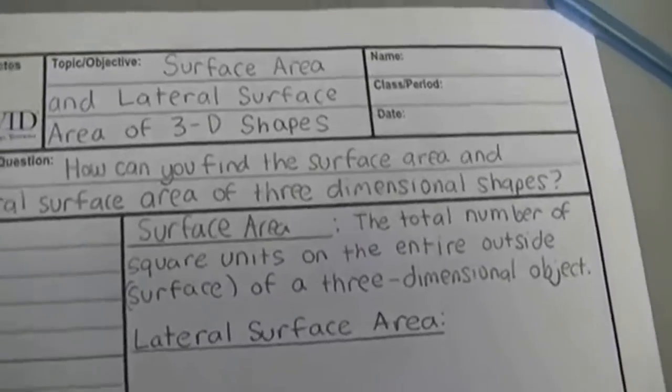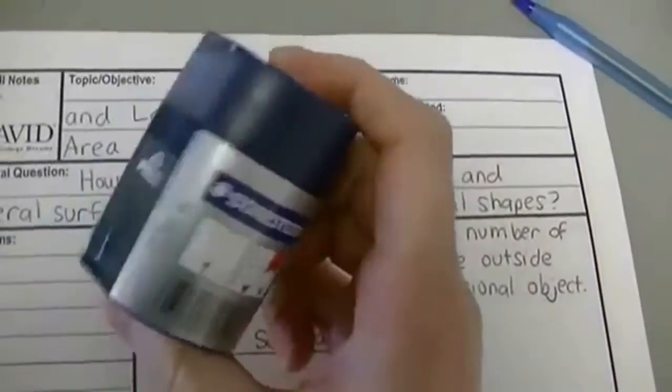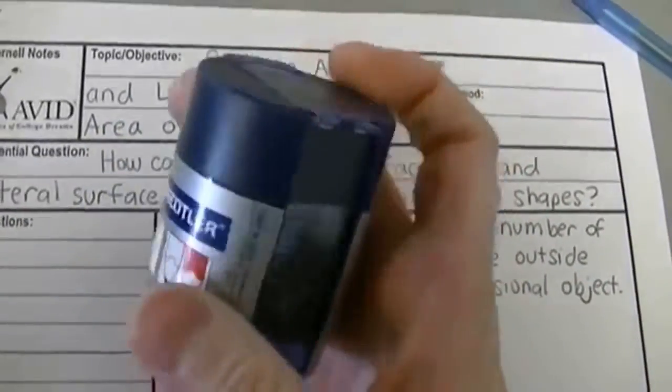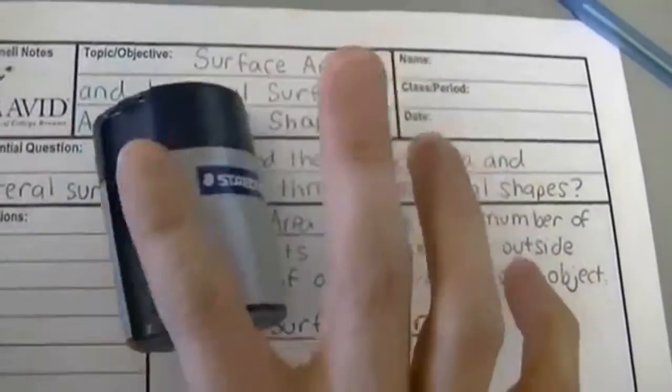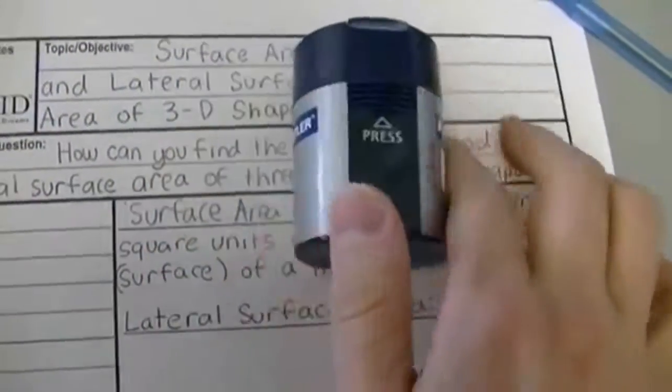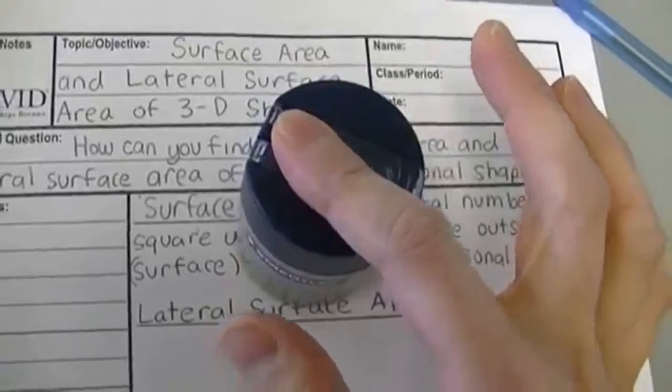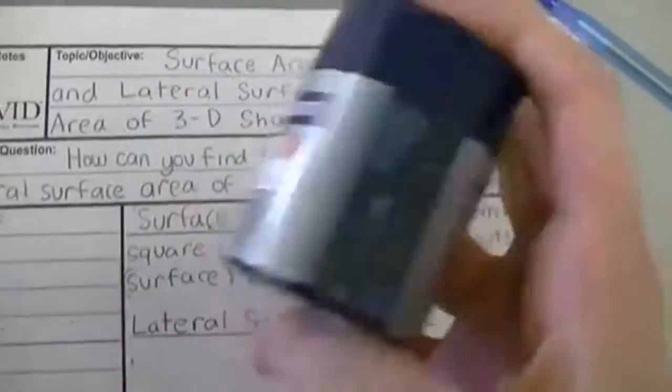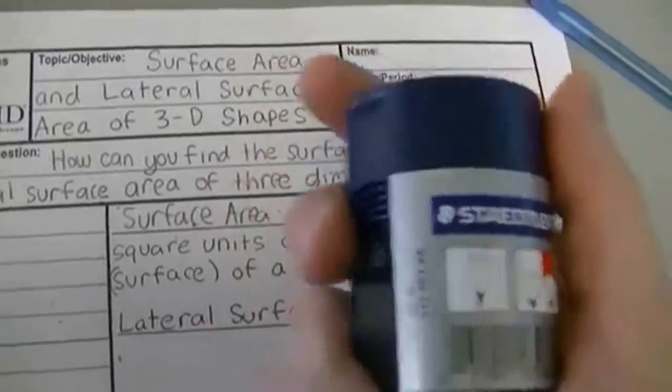Okay, so surface area would be like if I took this cylinder, and I found the area of this circular part and the top and the base, and I added all those areas together. That would be the surface area.